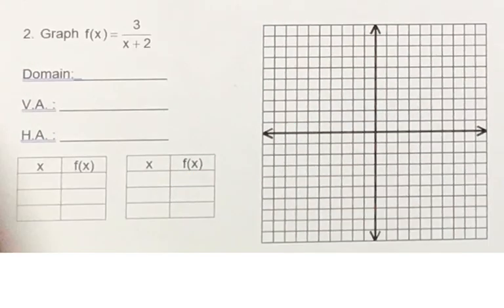All right, number 2. Your domain is all real numbers except numbers that make your denominator equal 0. So I set my denominator of x plus 2 equal to 0. So I get x equals negative 2. So my domain is all real numbers except negative 2. So my vertical asymptote is at x equals negative 2.